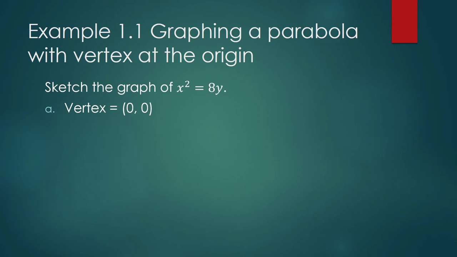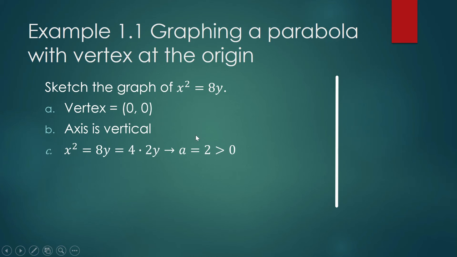Let us work on one example. Sketch the graph of x squared is equal to 8y. So this one has its vertex at the origin. We must see the axis. Is it vertical or horizontal? Look at that, it's x which is squared. So this means our axis is vertical.